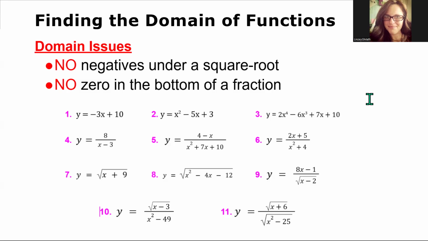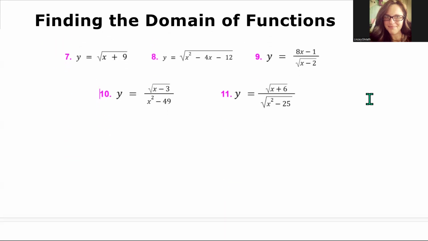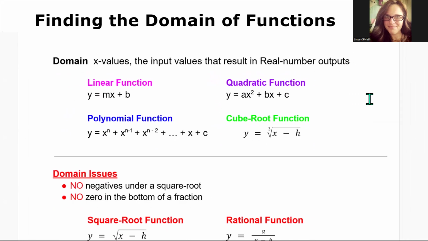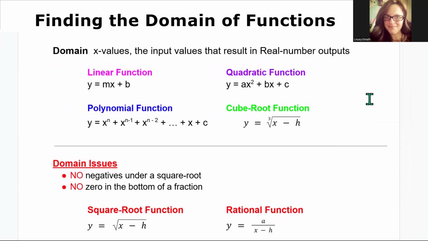We're going to take a look at these 11 problems. And the domain. The domain is the x values, the input values that result in real number outputs. So we don't want to take the square root of a negative number. You'll get an imaginary number, and we can't divide by 0.